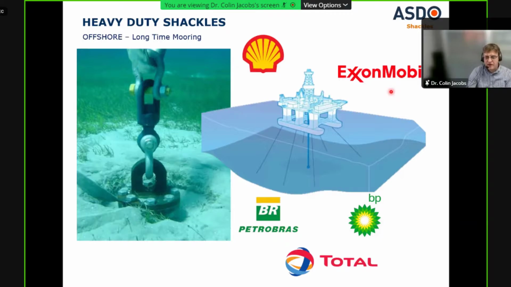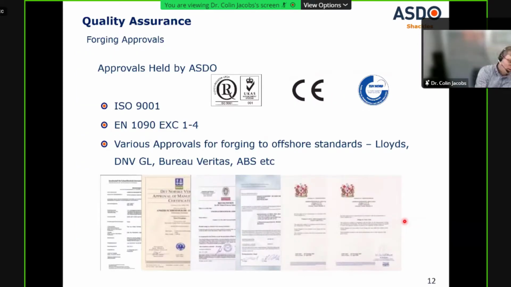So we work with many of the major petrochem companies, and all these companies use our shackles. We don't sell direct, we sell via distributors. So you will not see our name on these shackles, but nonetheless, we do manufacture a lot of them. As you can imagine, working for petrochemical companies, the approval standards and offshore standards are quite high, so we have lots of approvals, for both forging and our manufacture.